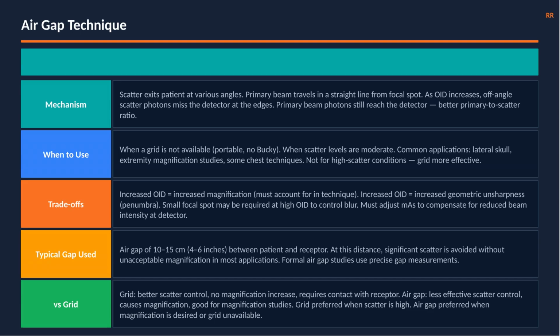At high OID values, a small focal spot may be necessary to keep blur at an acceptable level. When to choose air gap over a grid: when magnification is already desirable, as magnification radiography is a natural fit; and when a grid is unavailable, such as portable work with thin anatomy where a stationary grid is not practical. When to choose grid over air gap: when scatter is heavy, such as a thick abdomen or high kVp. The grid removes scatter more completely than air gap and does not add magnification.